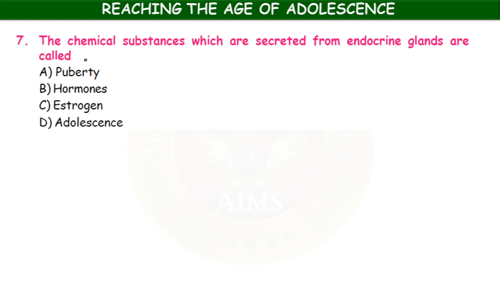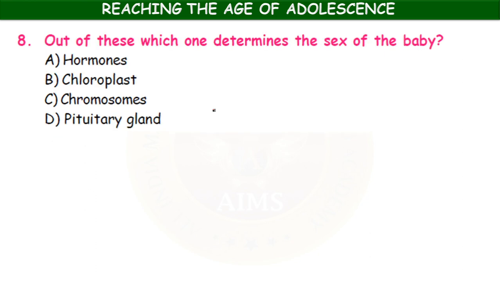The chemical substances which are secreted from endocrine glands are called puberty, hormones, estrogen, or adolescence. They are called hormones. Out of these, which one determines the sex of the baby? Hormones, chloroplast, chromosomes, or pituitary gland. It is the chromosomes which determine the sex of the baby. If the zygote is made up of XY chromosomes, it is a boy.